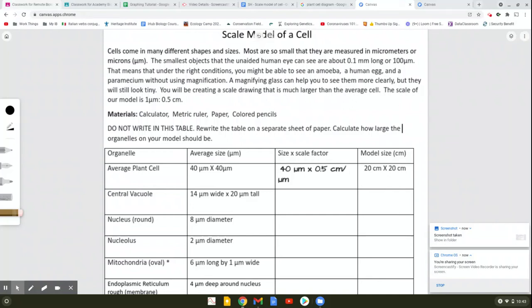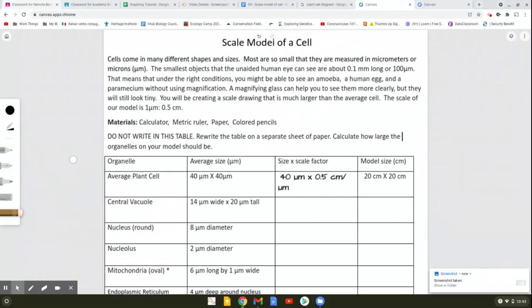Okay, guys, today I just want to explain the scale model assignment here. So I'll begin by reading this and you guys can follow along. Cells come in many different shapes and sizes. Most are so small, they are measured in micrometers or microns. That's that little symbol here with the weird U.